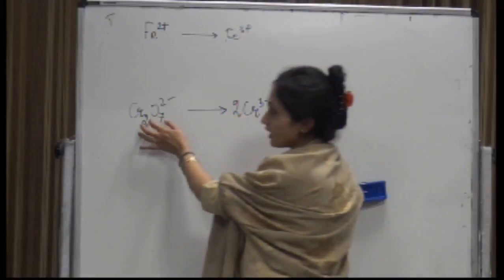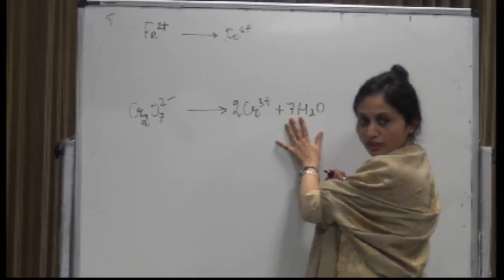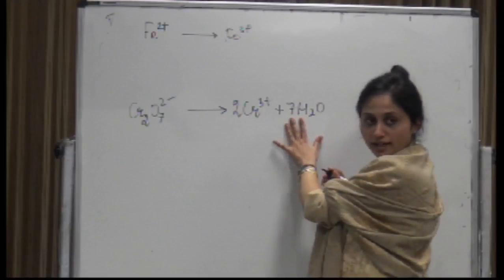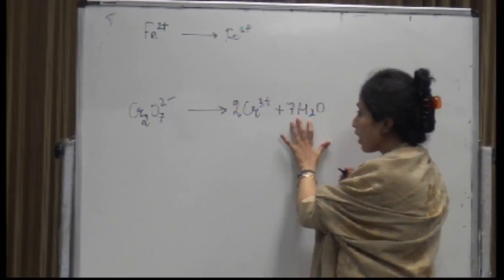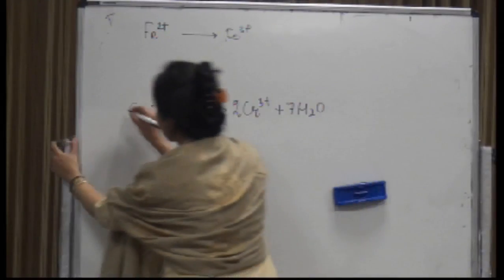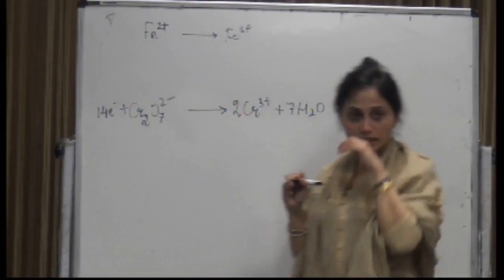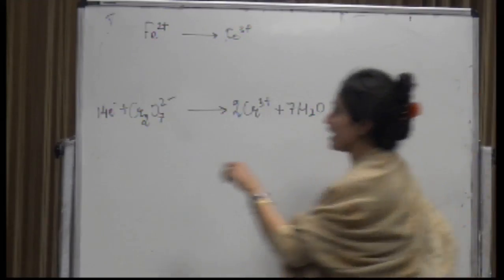अब जितने extra oxygen इधर उतने water molecules on the other side. So what you have is 7H2O, right? So now the number of H ions will be added to the other side. So that will be plus 14 electrons. ठीक है? अब 14H plus.